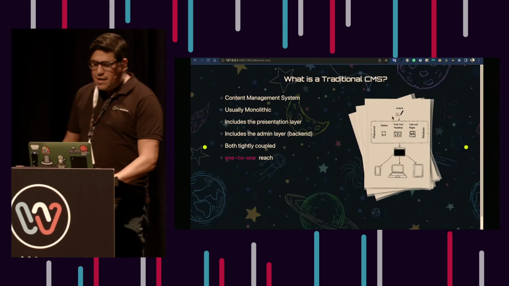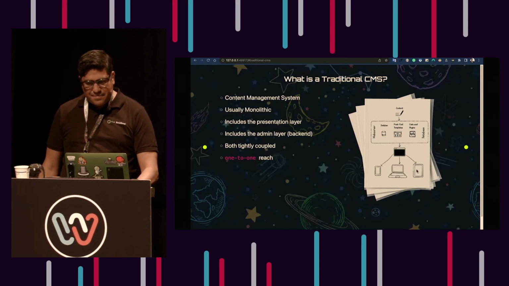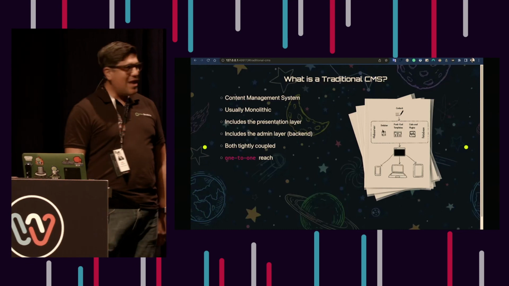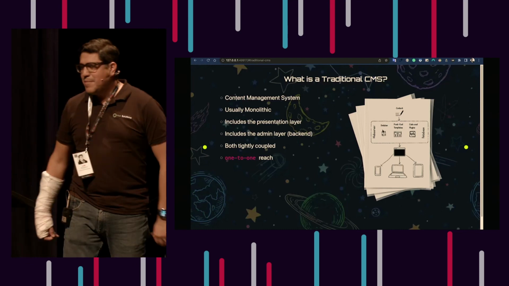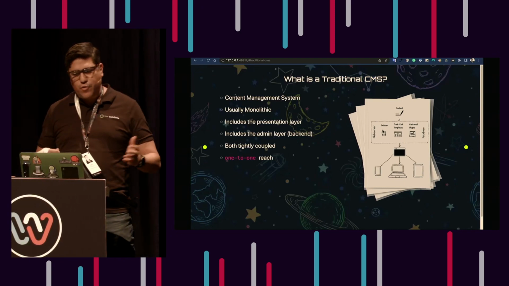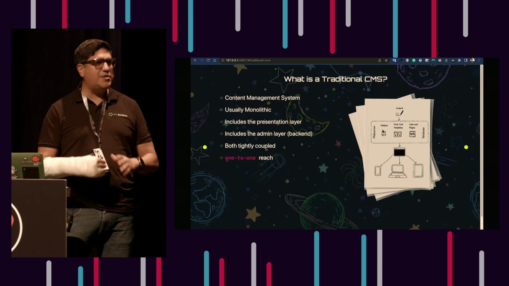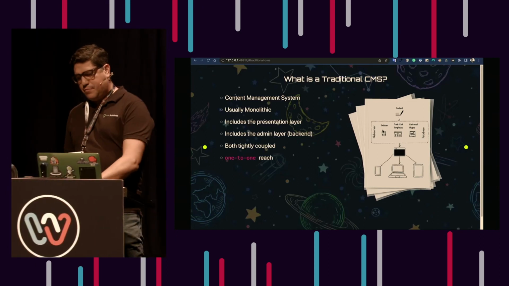As you can see in the image here, I'm trying to use my left hand to zoom, but I can't. But imagine it zooms. They're both tightly coupled, right? It's a one-to-one reach. It's a monolith that we're using. So that's a traditional CMS, right? It's just everything bundled together.